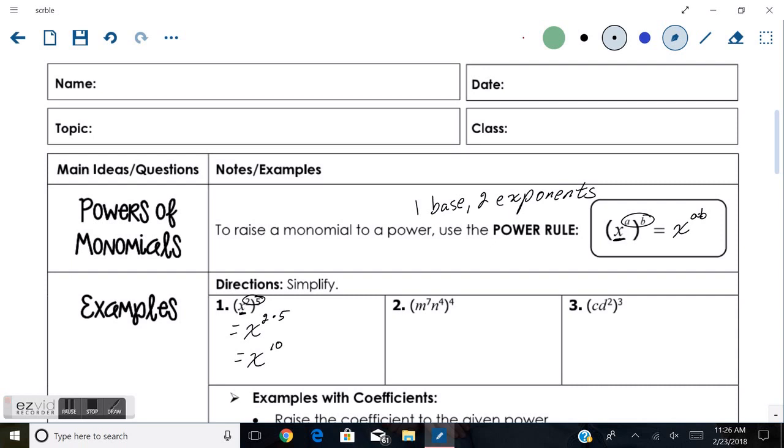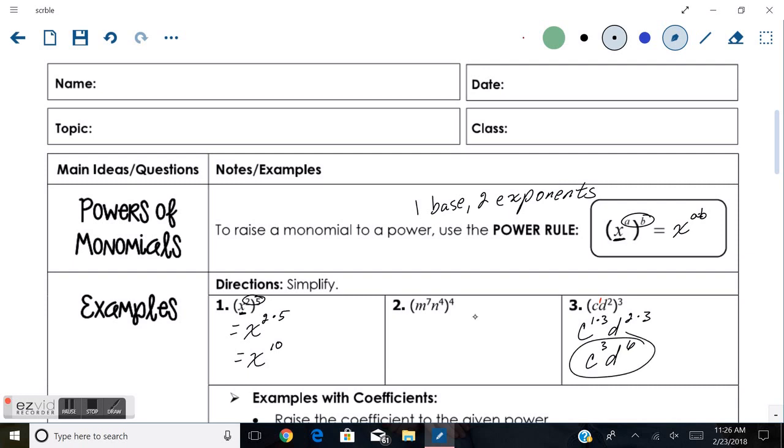Number 2, I'm going to actually have you do number 2, but number 3, power to a power, I'm going to multiply my exponents. Right here, this c has an exponent of 1. That's not part of what's being taken to the second power. So I have to multiply 1 times 3 for my c, and for my d, I need 2 times 3. So I end up with c to the third, d to the sixth as my answer.